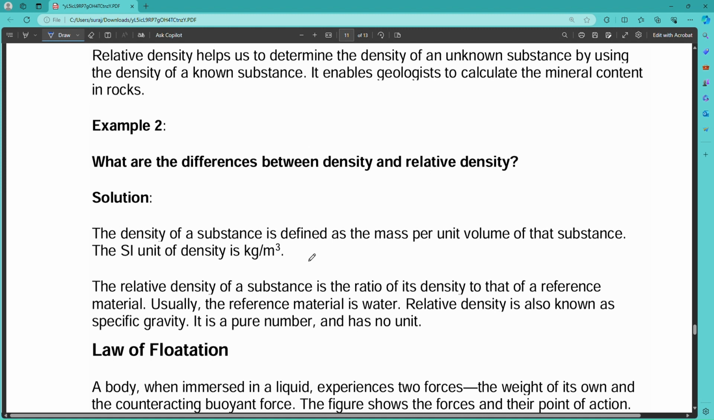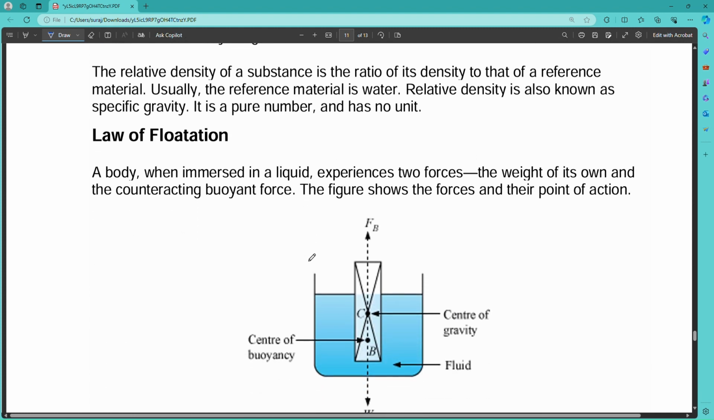What is the difference between the density and the relative density? So simply you can write that density is the mass per unit volume, but relative density is the ratio of the density of a substance with reference to water. Usually relative density doesn't have a unit, but density has a unit, that is kg per meter cube. Another is the law of flotation.